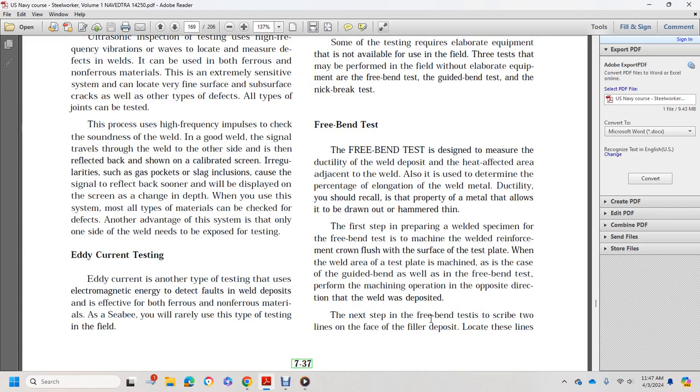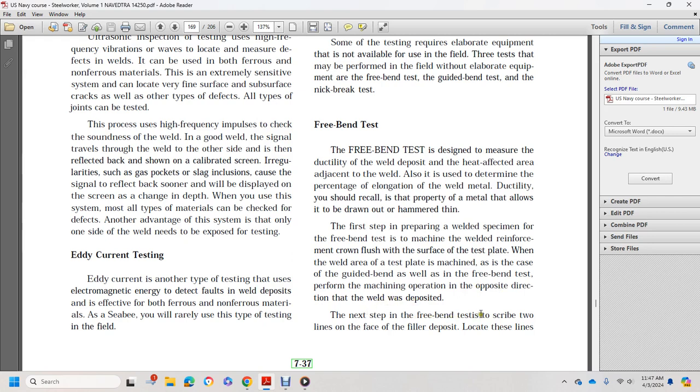Alright, the free bend test is designed to measure the ductility of the weld deposit and the heat affected area adjacent to the weld. Also, you determine the percentage of elongation of the weld metal. Ductility, you should recall, is that property of the metal that allows it to be drawn or hammered thin. First step, preparing a welded specimen for a free bend machine, the welding reinforcement crown is machined flush to serve as the test plate, as in the case of the guided bend. As with the free bend test, perform the machining operation in the direction opposite to that of the weld deposit.